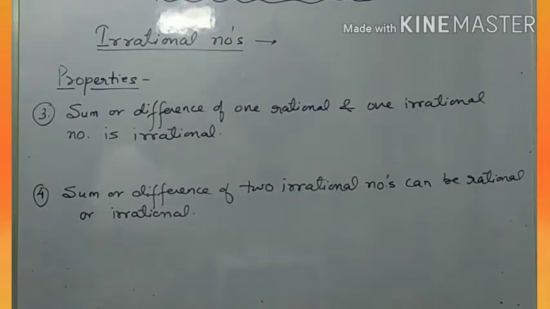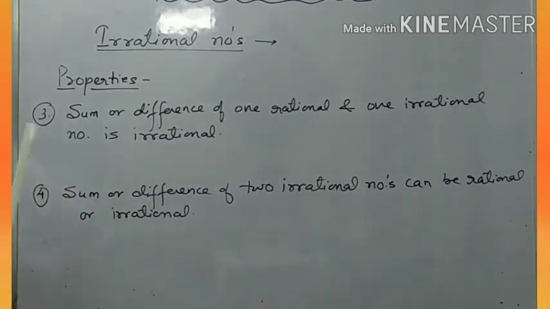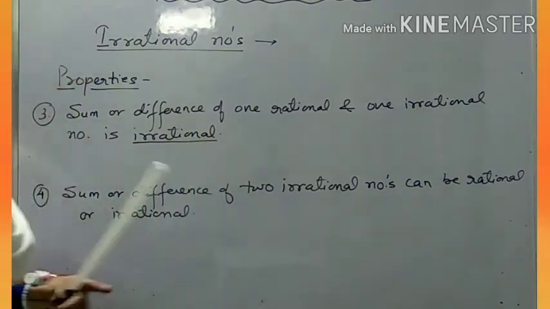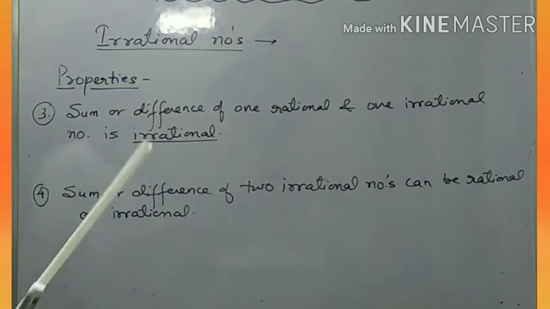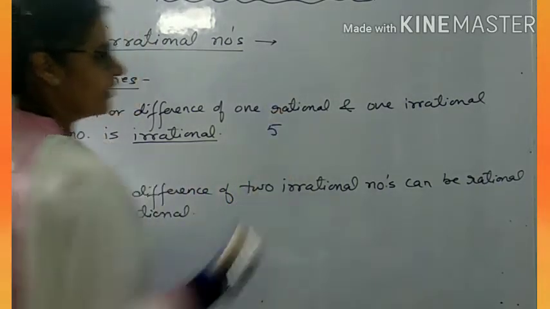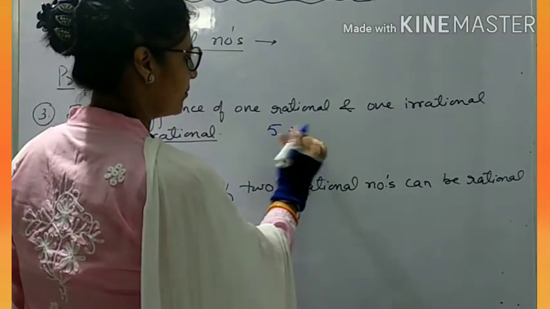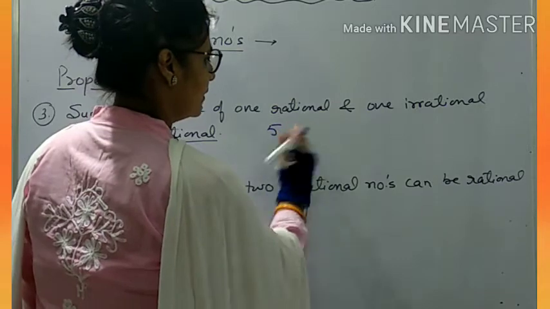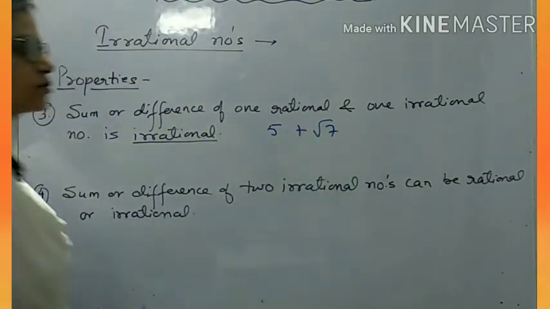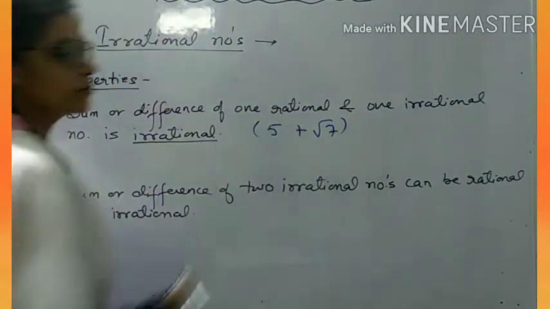Now the next property: sum or difference of one rational and one irrational number is irrational. What it is saying? The sum will be irrational. Now consider any one rational number. Let the rational number be 5, and any one irrational number, let the irrational number be root 7. What we have to find? Sum of this. So what is sum of rational and irrational? It is 5 plus root 7.